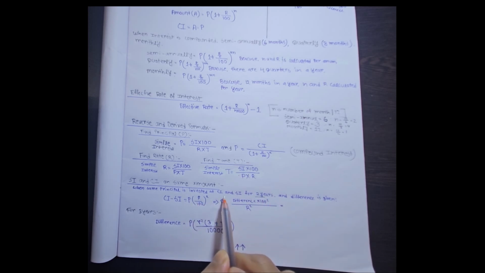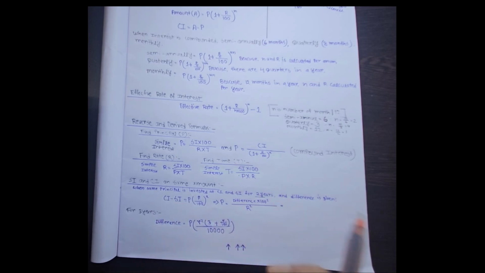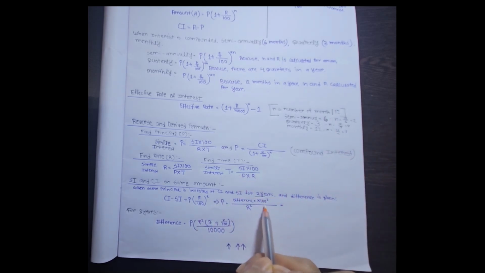So if we need to find the principal, it will be the difference between the compound interest and simple interest, which they might give, or we can calculate if they have given the simple interest and compound interest. We multiply the difference with 100 squared and divide by the square of the rate of interest. And for 3 years, the difference equals principal times r squared, times 3 plus r by 100, and the entire thing will be divided by 10,000, which is basically 100 squared, which we wrote there also.